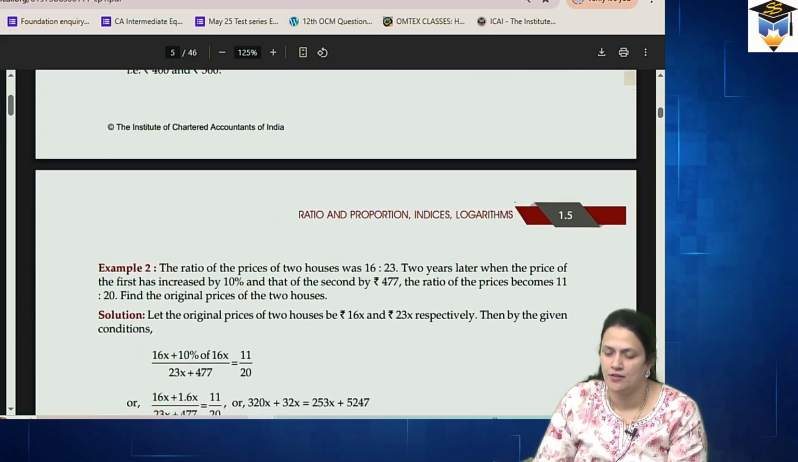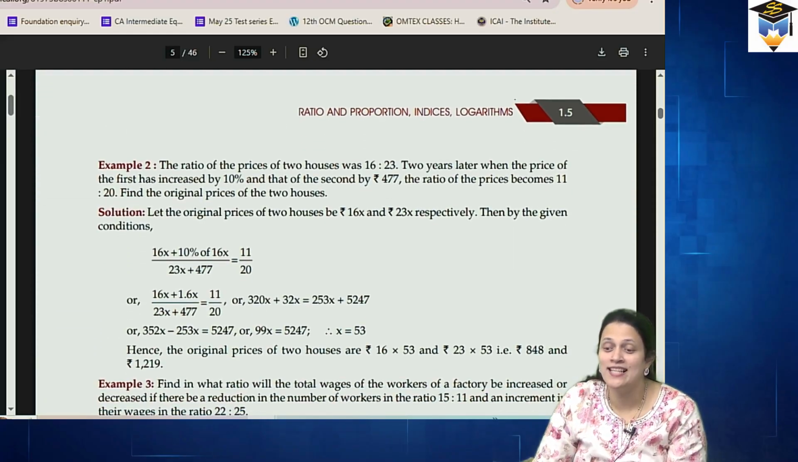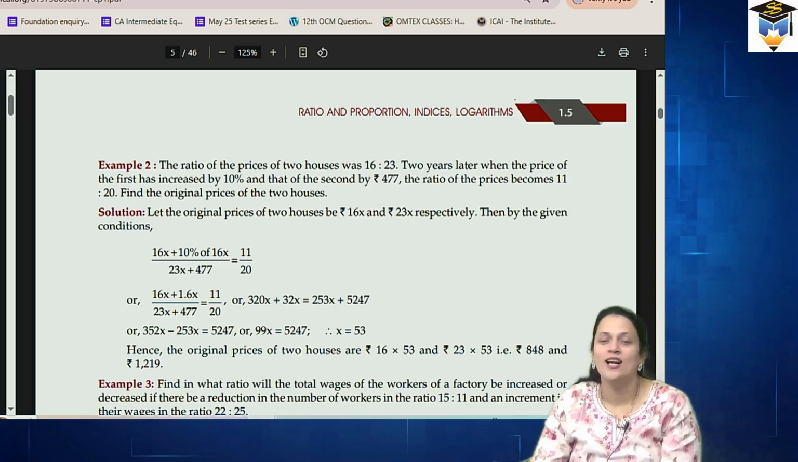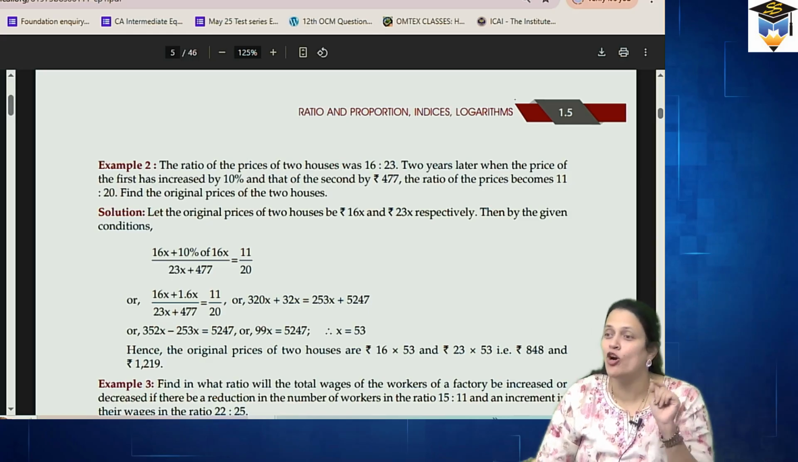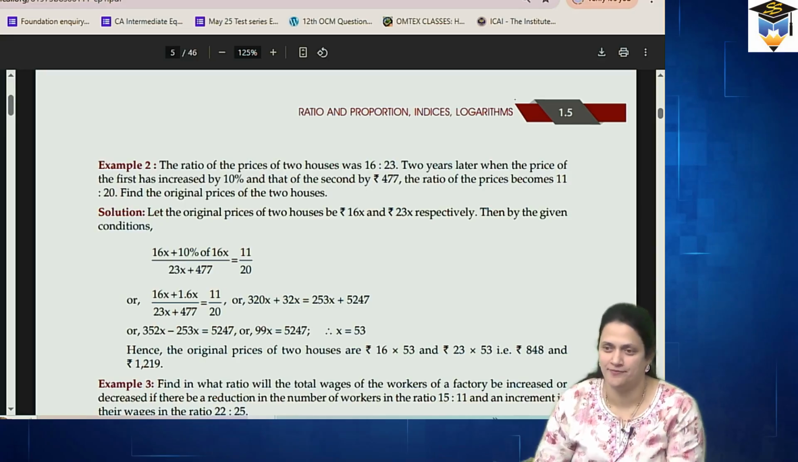Next. Now whenever percentage comes, 10% of something, what is the meaning of that? 10% of a value means what?